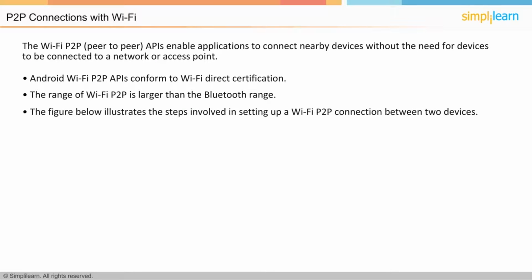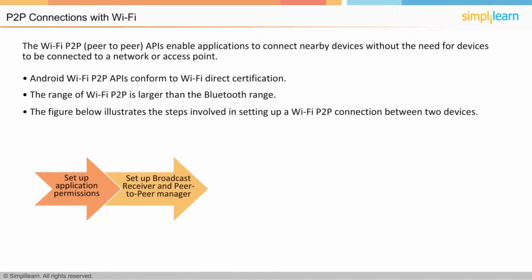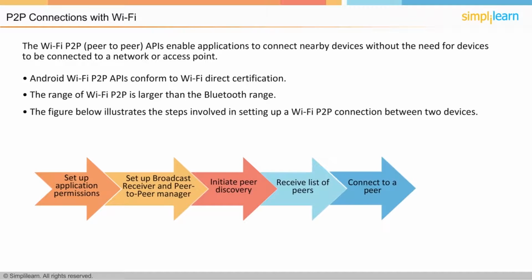The following steps are involved in setting up a Wi-Fi P2P connection between two devices. Set up appropriate application permissions. Set up broadcast receiver and peer-to-peer manager. Initiate peer discovery. Filter the list of peers. Connect to a peer. Disconnect peer connection. Let us discuss each step in the subsequent screens.